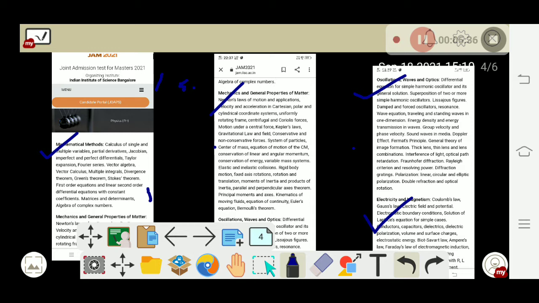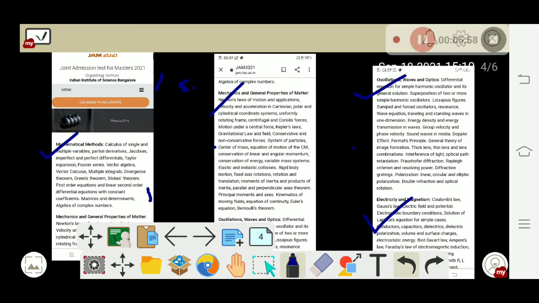Kepler's law is very important. That third one is very important. Gravitational law and field, yeah, and conservation systems are very important. Center of mass, rigid body motion, yes. And from kinematics, that standard formula, Bernoulli's equation, that one is important. Okay, so let's go to waves, oscillation, optics.